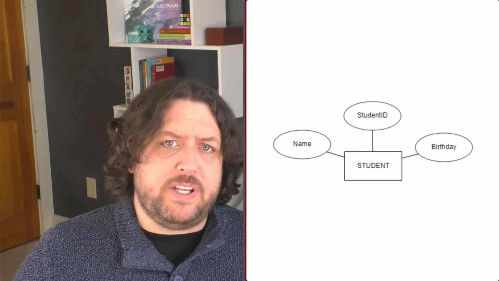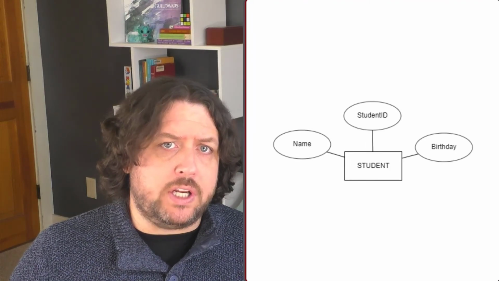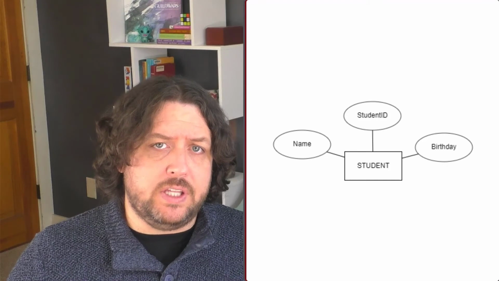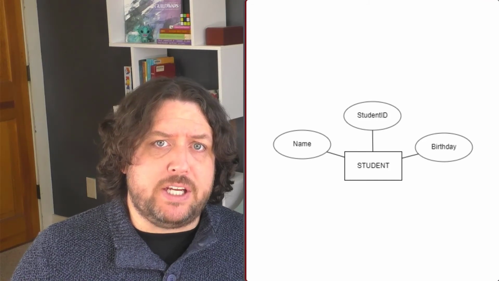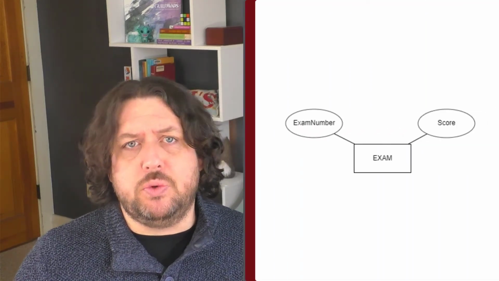I'm going to specify each of these on the diagram in their own oval, and I'm going to draw a line connecting these ovals to the entity. Each attribute will be connected to exactly one entity. You never see attributes without an entity, nor will you see an attribute attached to 2 or more entities. We also have exams. So let's say this class has 3 exams: exam 1, exam 2, and exam 3.